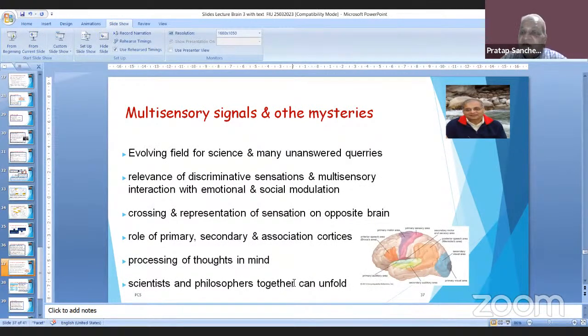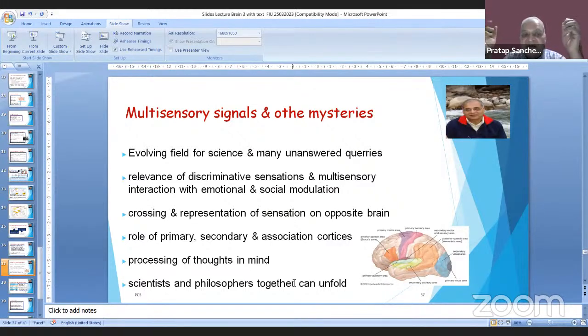Another important point is that we are better at unisensory signals than multisensory signals. One signal at a time can be perceived in a better way. Whereas with multisensory signals, when we are bombarded with too many things by vision, smell, touch, or taste, perhaps we are not as efficient. If you look into the animal kingdom, they are more concentrated on unisensory signals. That's why a dog can smell, and an elephant can listen to sound at a very far distance, and we are not able to hear it. So it is an evolving field of science, and many queries remain unanswered.